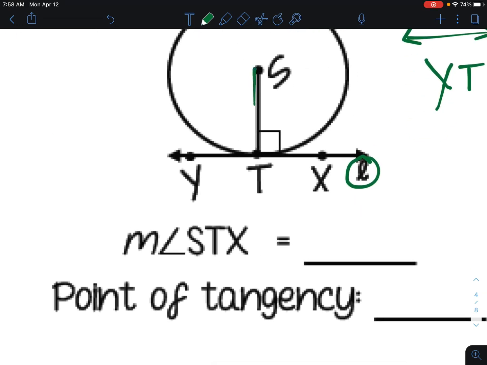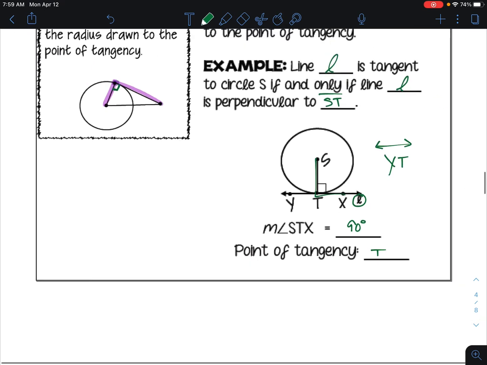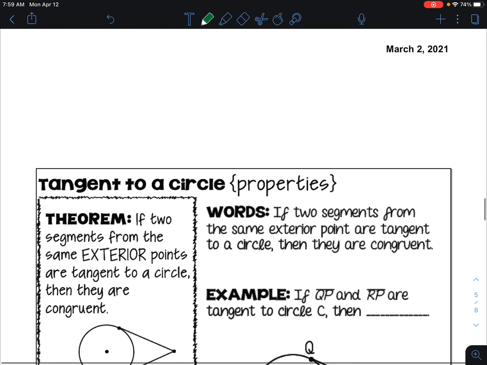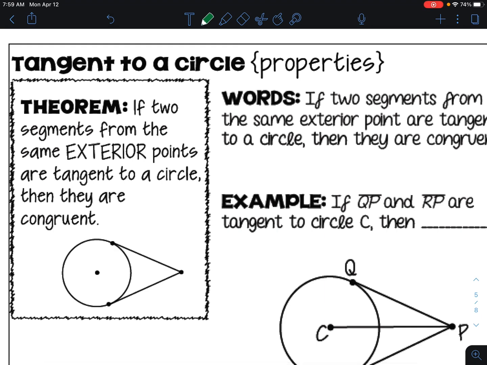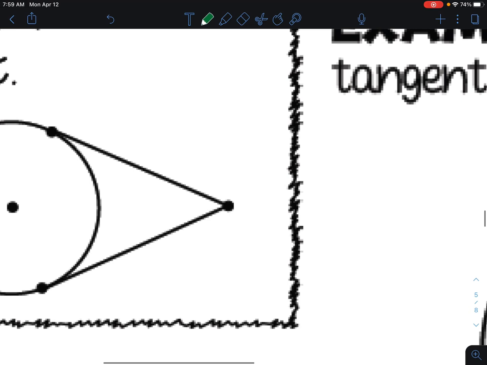STX, that's 90 degrees. The point of tangency is at T. All right. Second property. If two segments from the same exterior point are tangent to a circle, then they are congruent. So what that's saying is we have this point outside, or exterior, of our circle. It is the same distance away to these two spots right there, causing it to be tangent to those two spots, causing those two segments to be equal.